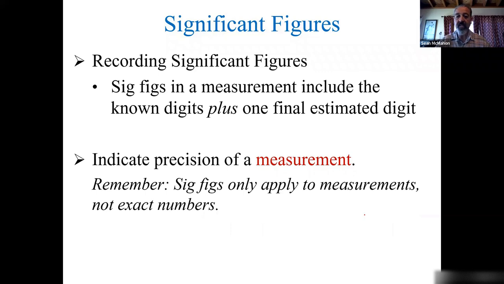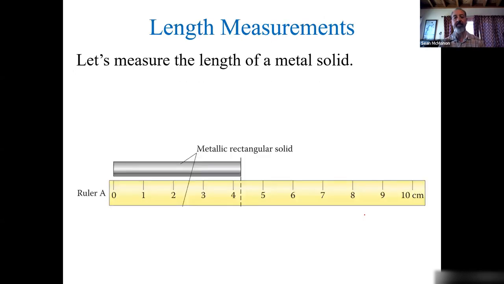So sig figs only apply when we're determining significant figures for measurements, not exact numbers, right? So when I said a dozen is 12, there is no number of significant digits because it's an exact number. It's like saying 12.000 to infinity. There's no doubt. So this is only when we're doing measurements in lab. Okay, so here's an example.